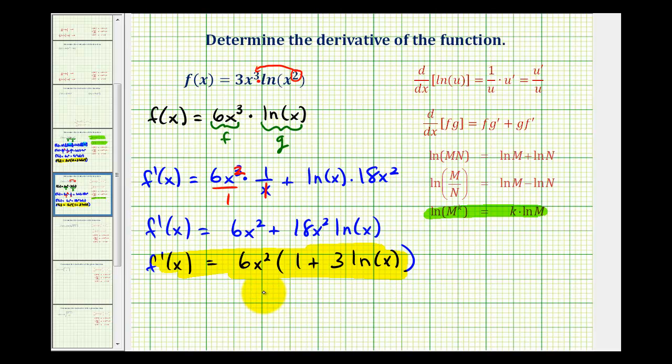In the next example, we'll take a look at a problem where applying the property of logarithms to the initial function will be extremely helpful to determine the derivative.